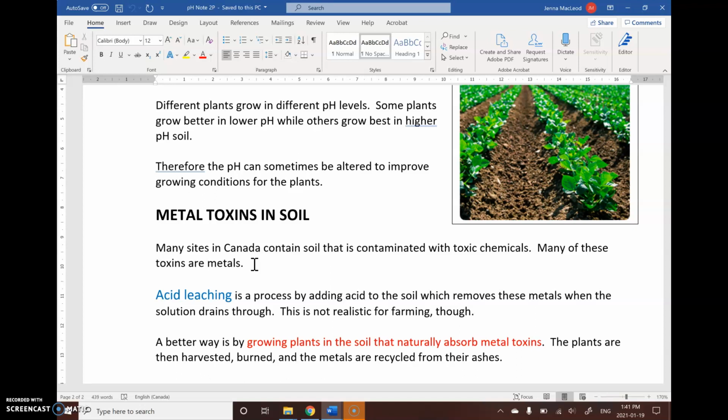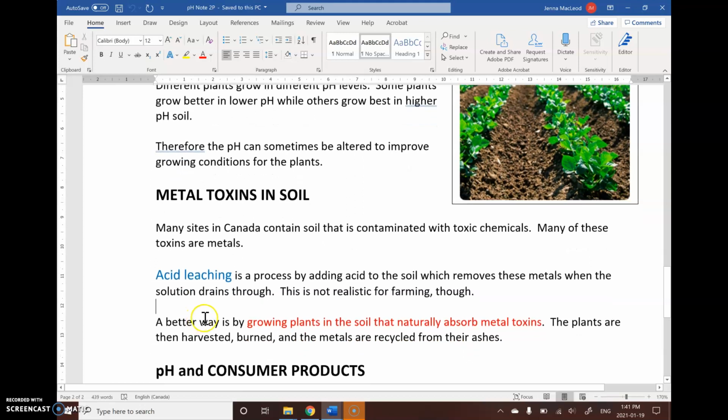This is not realistic for farming though. We don't want to grow our food in soil that has high toxins in it, like metals. So a better way, if it has to do with land that we want to grow plants on, is to grow plants in the soil that naturally absorb metal toxins. So things like carrots and root vegetables absorb all those metals, but they're not good to eat after that. So some farmers might have to forego a crop for a year in order to remedy their soil issue. When they harvest them, they burn them, and the metals are recycled from their ashes. Usually you take those vegetables and send them off to be disposed of.